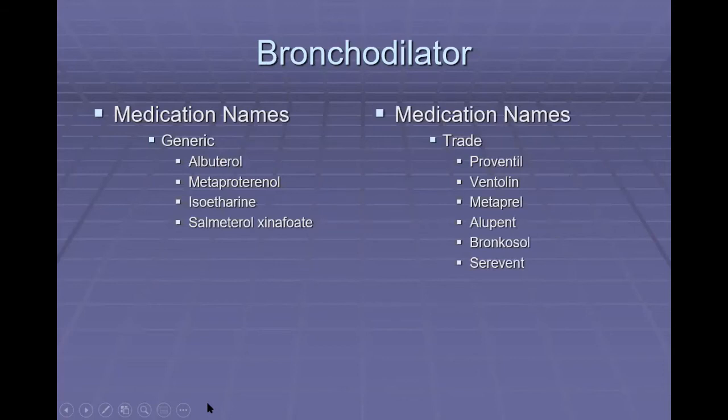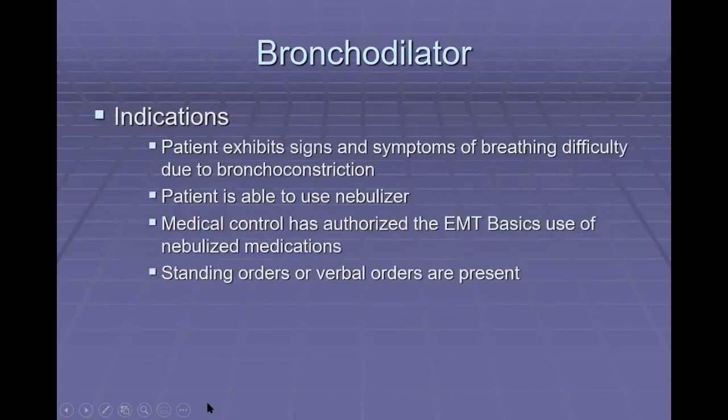Our medication names are going to be albuterol, metoprolol, all right? Some of our trade names there are Proventil and Ventolin, which are going to be some of the big ones that we're going to see out there. So the indication, this is the reason that we give these medications. The patient exhibits signs and symptoms of breathing difficulty due to bronchial constriction. It means this patient is having difficulty breathing. They're not able to breathe like they normally should be able to.